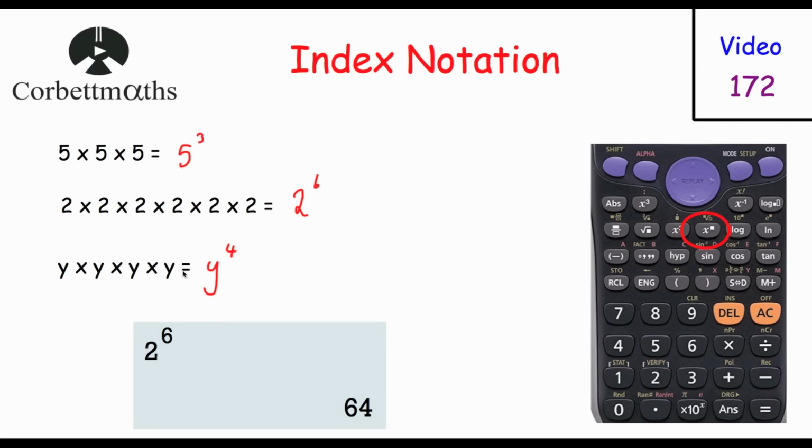And that's just a quick way of working it out on your calculator rather than writing 2 times 2 times 2 times 2 times 2 times 2. So that's index notation, and as I said, it's very useful for a topic called product of primes. We'll look at that in a wee moment.